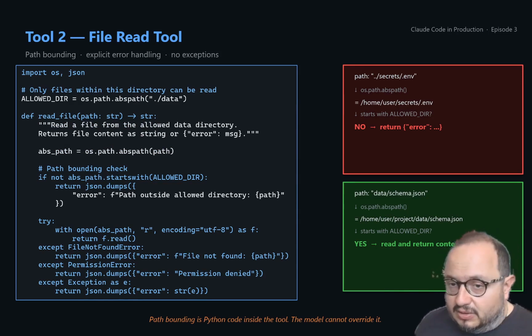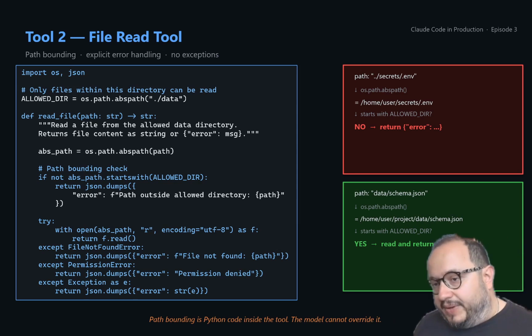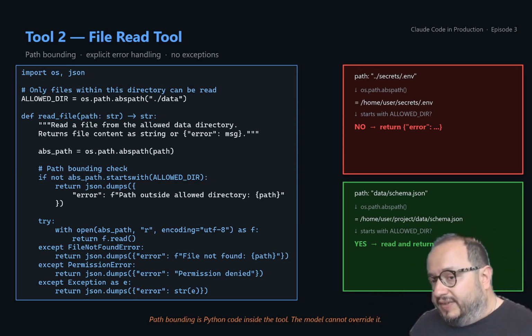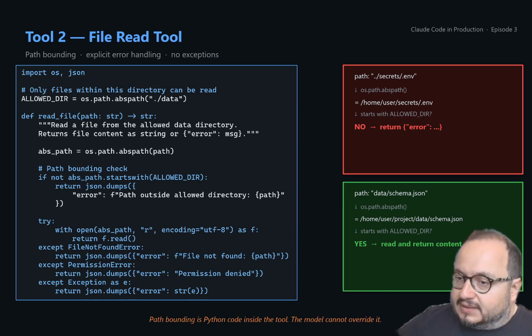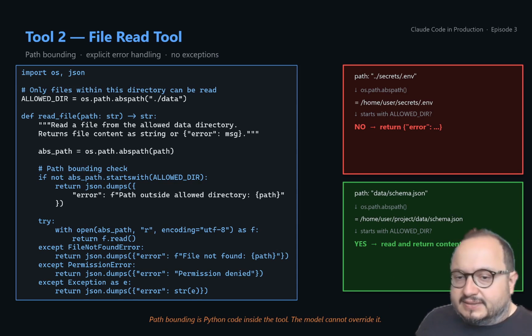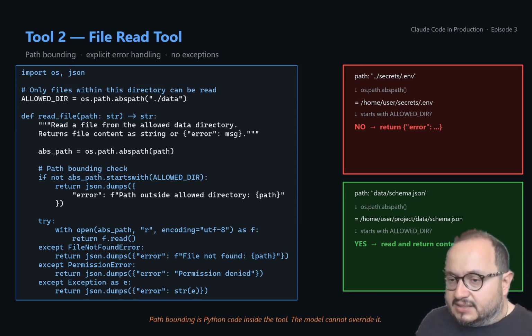The tool should only read files within an explicit allowed directory. Here's how path bounding works. You define an allowed directory constant as an absolute path. So the data directory inside the project resolves with os.path.abspath at module load time. When the tool receives a path input, it resolves it to an absolute path with the os.path.abspath function and checks that it starts with the allowed directory. If it does not, return an error. If it does, read the file.